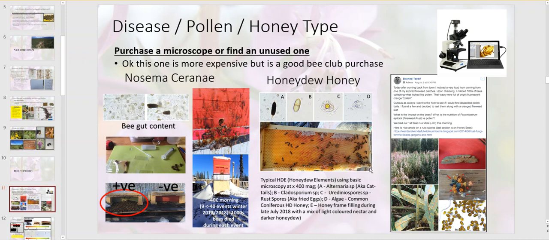I have a lot of honeydew honey in this area, so you'll start seeing a lot of honeydew trace elements in the bee guts that show signs of nosema. Is it a connection? It may be. There's probably more to it than just that. My bees do tend to collect a lot of rust spores later in the season, especially in mid to late August, and they do pack it in.